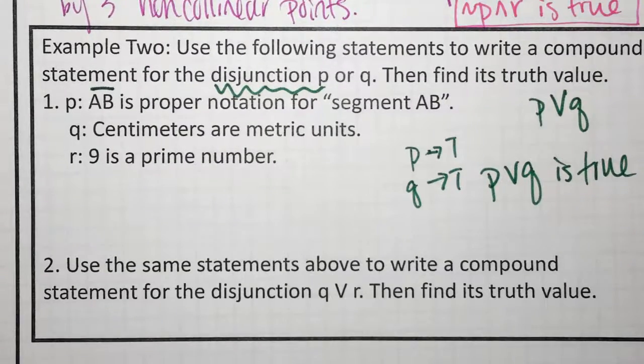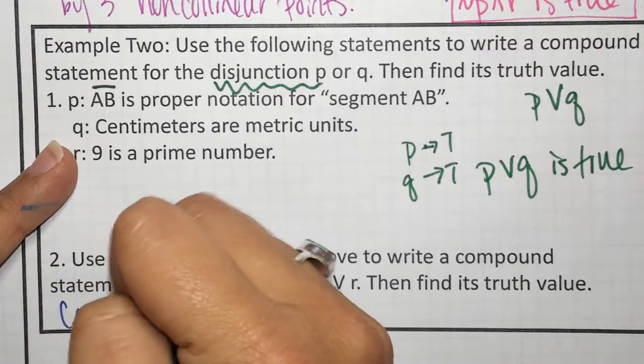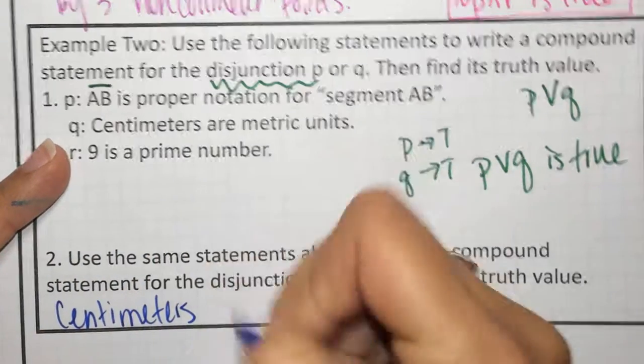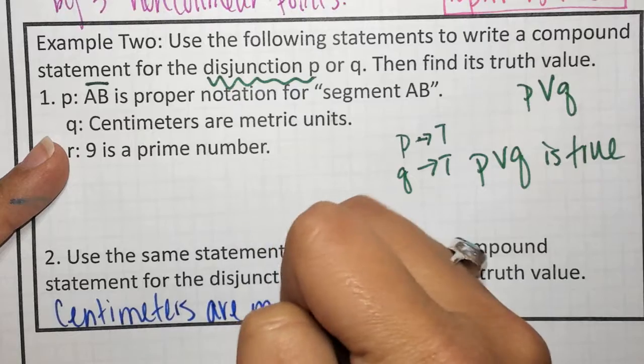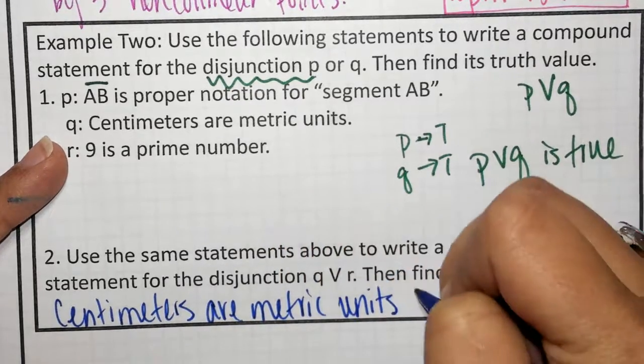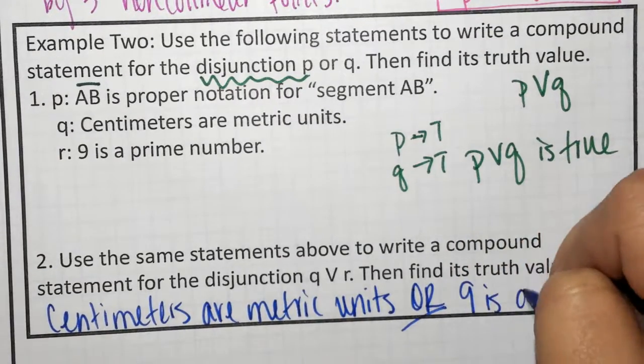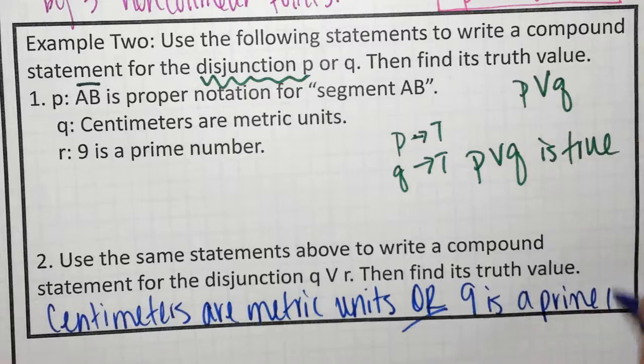Does anybody have any questions about that one? Alright, use the statements above to write a compound statement for the disjunction. So we're actually going to write our statement, Q or R. Centimeters are metric units, or 9 is a prime number.